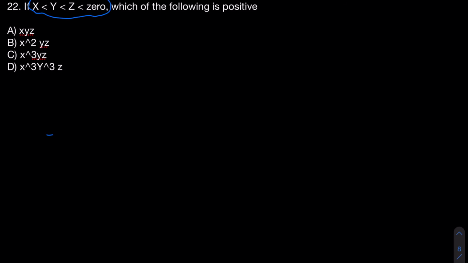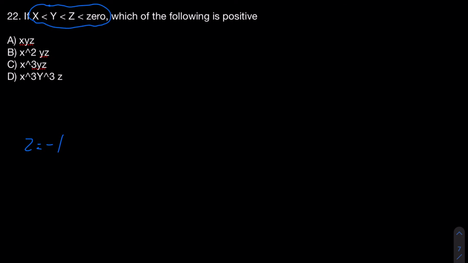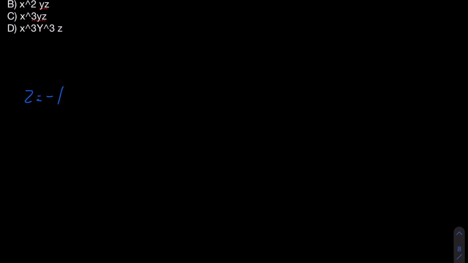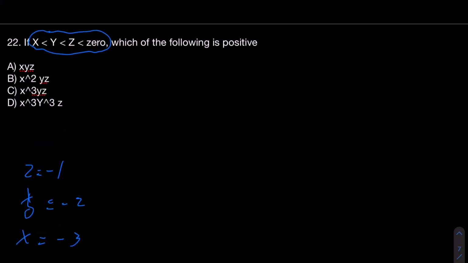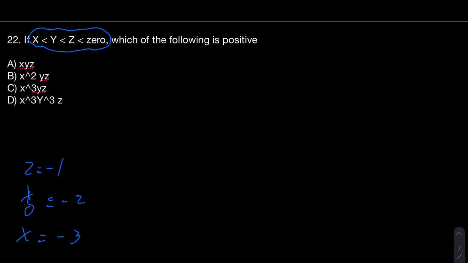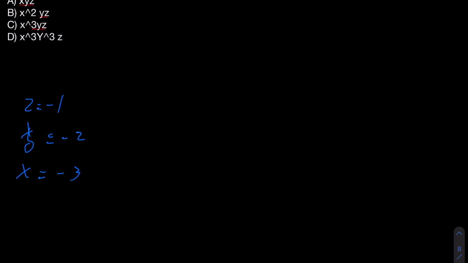z is less than 0, right? So let's say z is -1, okay? And the numbers under z are just less. So y and x are just less than z. So we can say that y is, for example, -2. And then you can say x is, for example, -3, right? All of these numbers are less than 0, and this stands. This is completely right. You didn't do anything wrong.